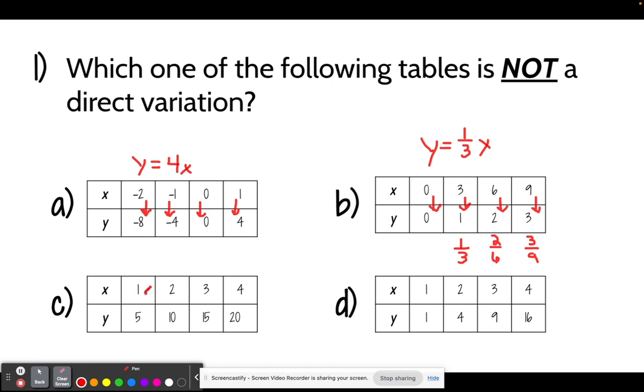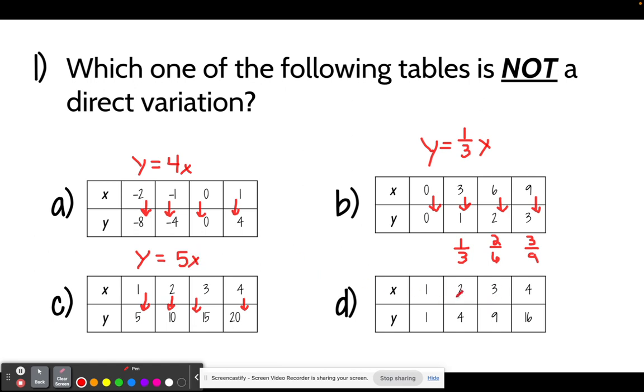How about this one? How do I get from 1 to 5? Looks like I'm multiplying by 5. Is that true for all of them? Yep, 3 times 5 is 15. 4 times 5 is 20. If I made my y over x, I'd have 5 over 1, 10 over 2, 15 over 3, 20 over 4. All of those are equal to 5. So this is y equals 5x. That is a direct variation. So I can write in y equals kx form.